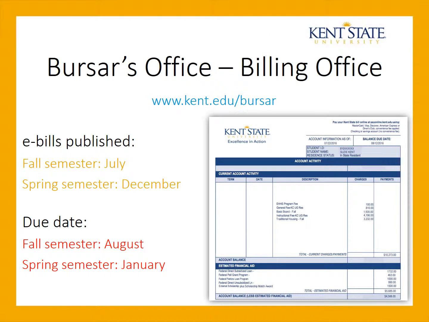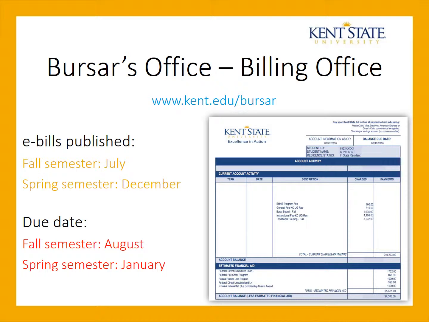There is a common misconception that the financial aid office also handles billing. However, this is incorrect. Billing is handled by a completely different office, which is called the Bursar's office. Questions such as how much is tuition, how much am I going to be charged, and am I going to get a refund check can all be answered by the Bursar's office or on their website at www.kent.edu/Bursar.